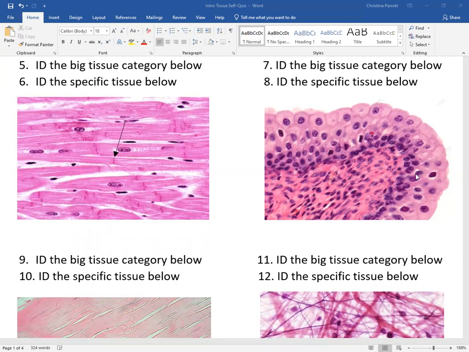Over to the right-hand side, number 7 and 8, you're seeing those puffy edges where they're rounded tops. That will clue you in that this is transitional epithelium, because remember, transitional is found in the bladder. And when your bladder's empty, those cells puff up. So they have real rounded edges on the top. So number 7, the big tissue category here is epithelial. And the specific tissue is transitional epithelium.